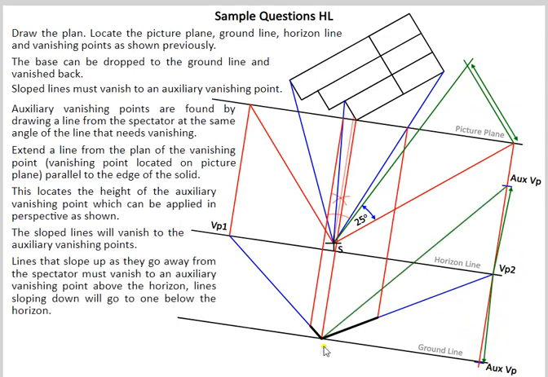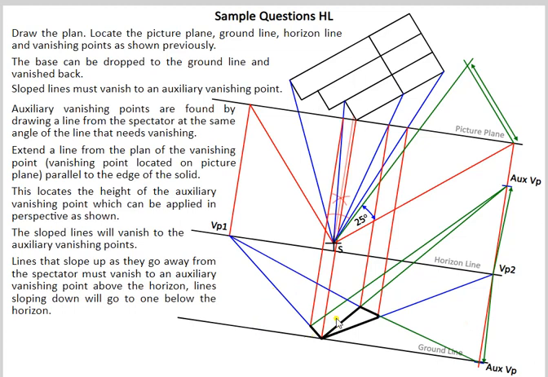That allows us to draw, join this to the auxiliary vanishing point, this top point brought down, that's found, then join it back to the auxiliary vanishing point. That's the front edge, then the back edge here, join back to auxiliary vanishing point, top piece, join to auxiliary vanishing point.